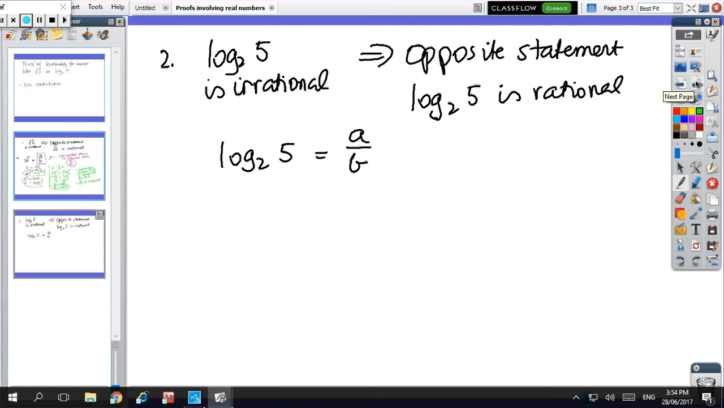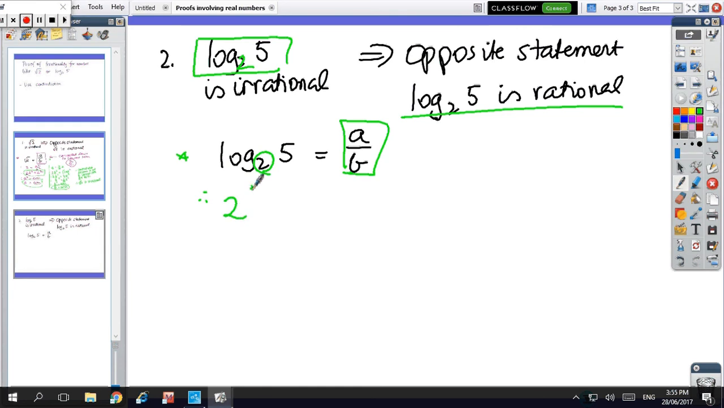Okay, so the second one that you have to look at is to do with logarithms. Okay, so what we have to prove is that log base 2 of 5 is irrational, and again we start off with the opposite statement. We say that log base 2 of 5 is rational. So this time it's a slightly different setup. So we've got log base 2 of 5 equals a over b, which is what we're saying is the opposite, and then this answer here is the index to that base.